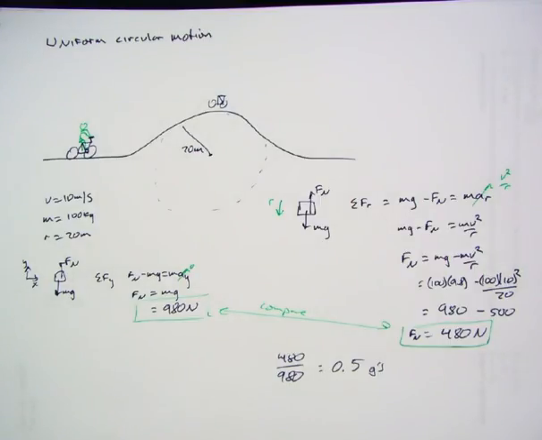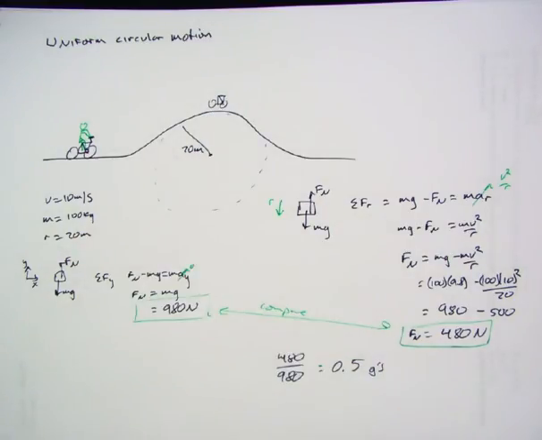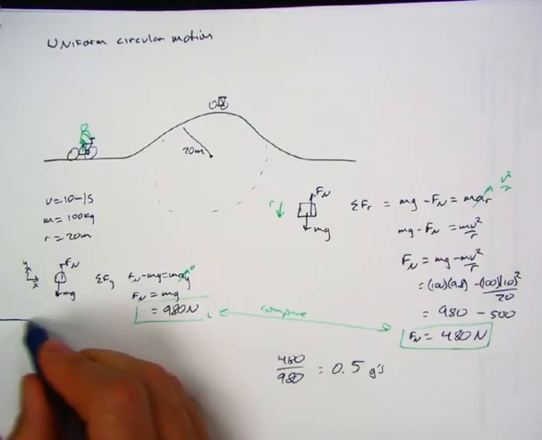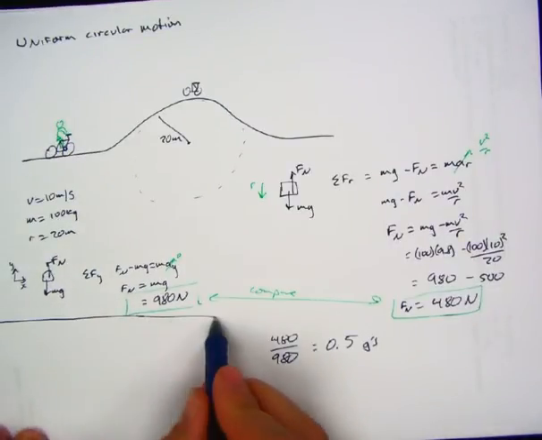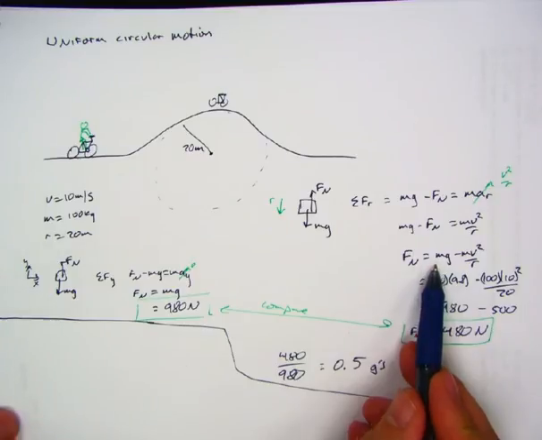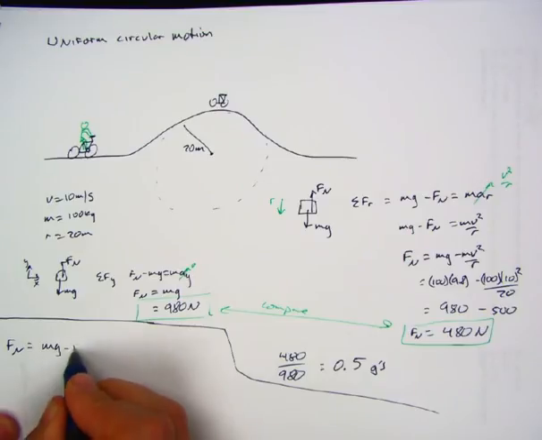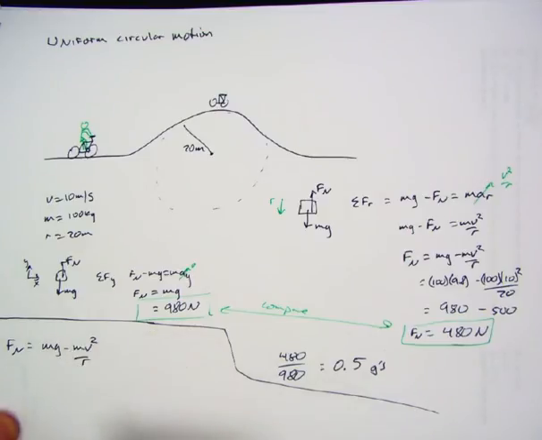The second question might be, well, that's kind of interesting. If I feel a little bit lighter, how fast would I actually have to go in order to sort of float, in order to leave my seat, to lose contact with the ground? We can ask that question pretty easily. I can pull this equation right here. My normal force equals mg minus mv squared over r. But when I am floating, when I've left the ground, my normal force is 0.